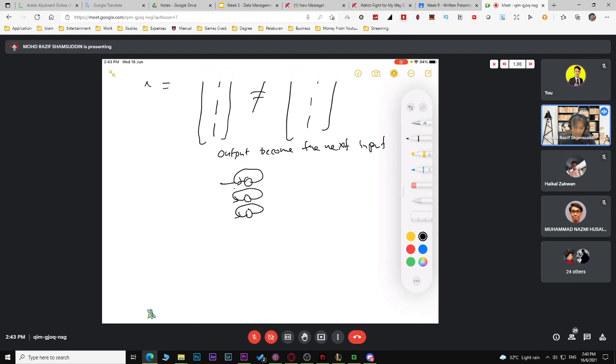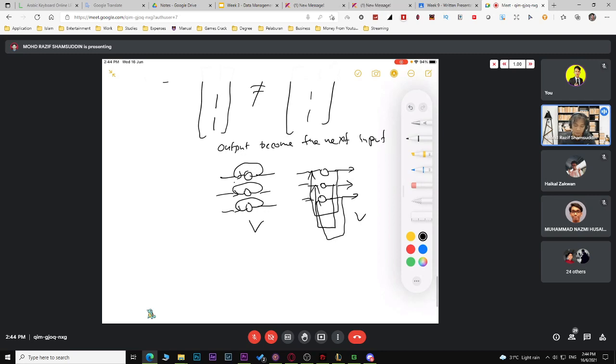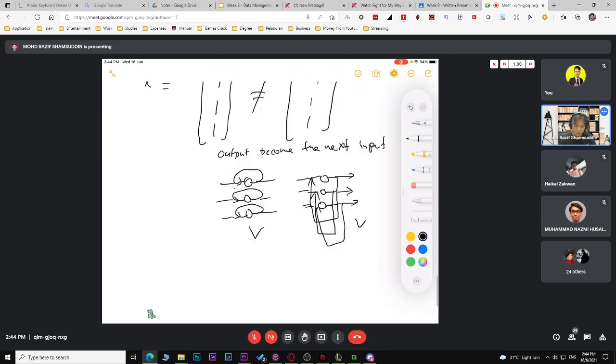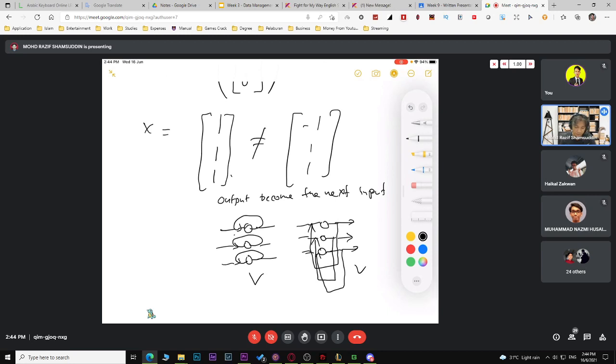You can draw it like this or you can draw it like this. This one goes here, this one goes here, this goes here. It doesn't matter how you draw it, because this one becomes the new input.